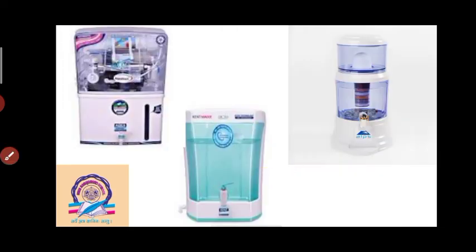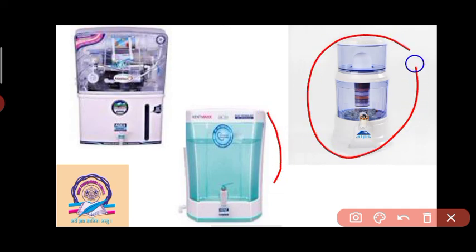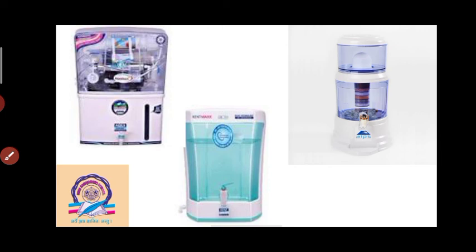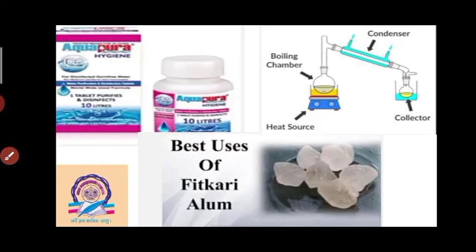Then what is next? This kind of filters. This is a water filter. You might have seen water filters. It will filter the water, and the purified water will be there. These two are water purifiers. One is the RO water purifier, known as reverse osmosis water purifier. RO means reverse osmosis. Another is the UV water purifier. UV means ultraviolet. So two kinds of water purifiers are there: RO and UV. You might have one of them at your home.